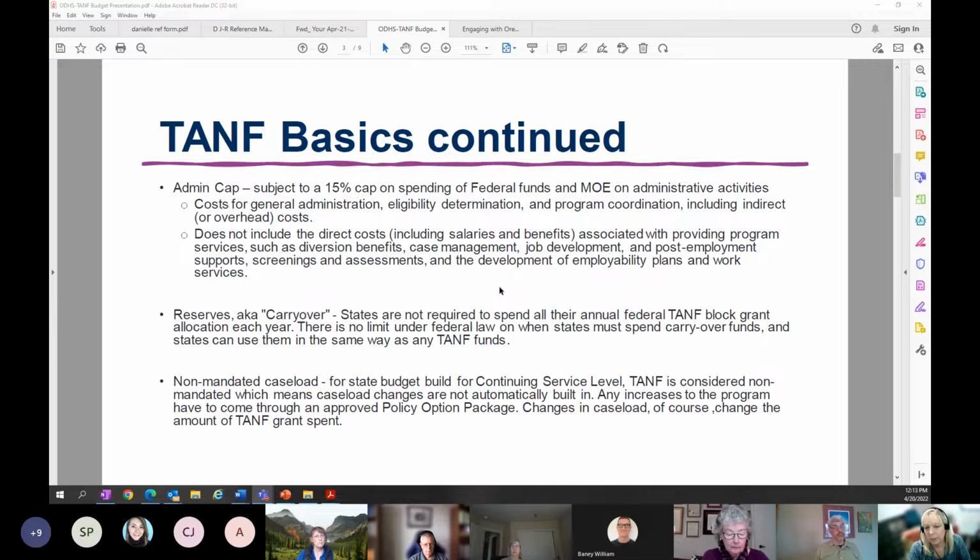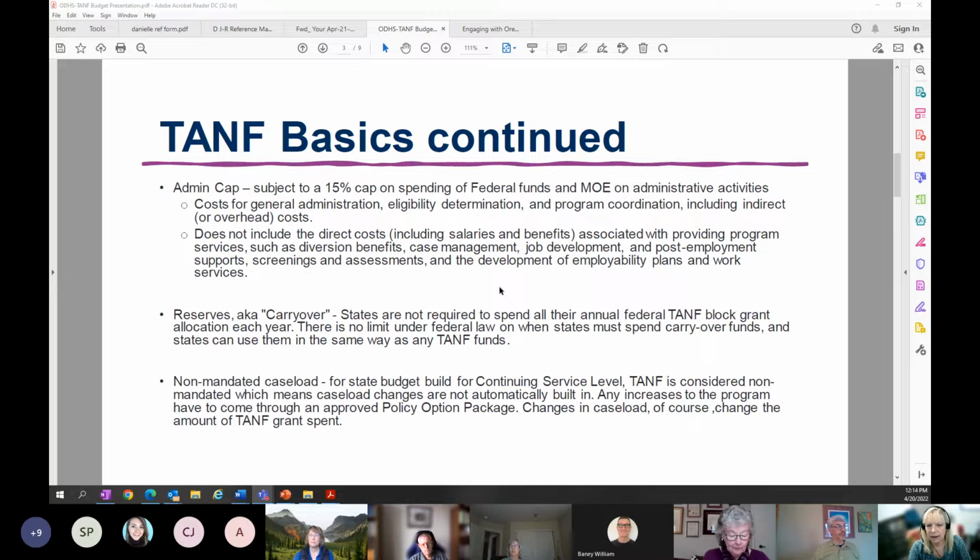Something that comes up quite a bit, some people call it reserves, other people call it carryover. We're not required by the feds to spend the entire annual amount within the year. So anything that isn't spent in that year, we can carry over to a future year. And there isn't a limit on the amount of time that we have to spend that funding. But when we do spend it, we have to spend it for the same types of things that we would have originally spent it on, those 4 broad categories.